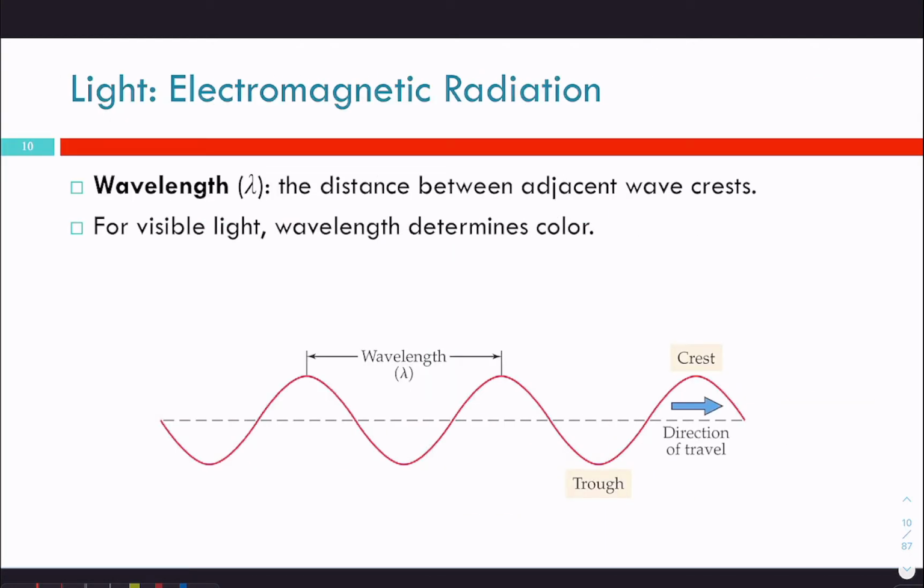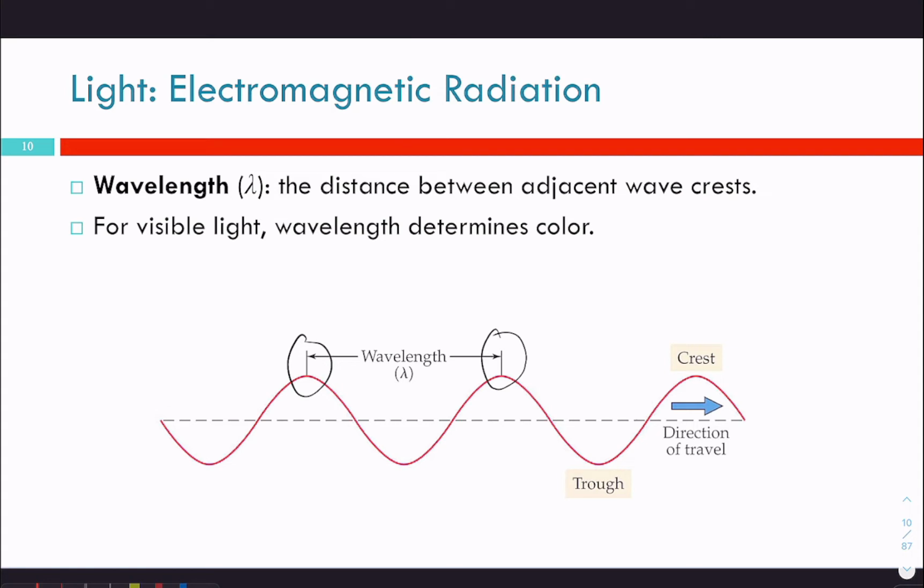So we have a few different parameters that we use to describe these waves. One of them is the wavelength. The wavelength is the distance between adjacent wave crests. So if you measure from a high point here to a high point here, that's the wavelength. Simple enough.